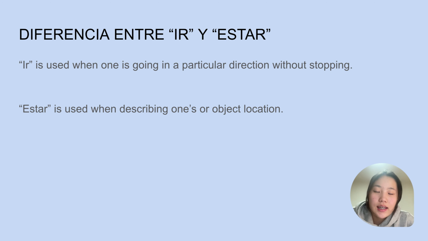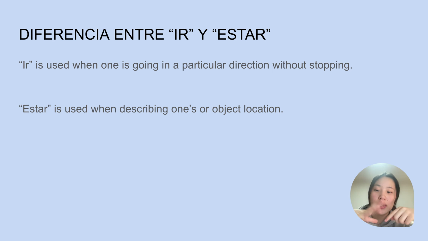Okay, diferencia entre ir y estar. So, what is the difference between the verb ir and estar? People tend to ask this question a lot, so I'm gonna break it down for you. Ir is used when one is going in a particular direction without stopping. And estar is used when describing one's or an object's location.